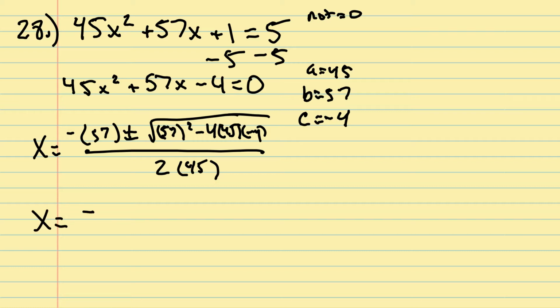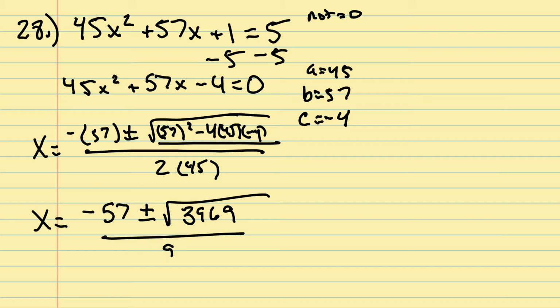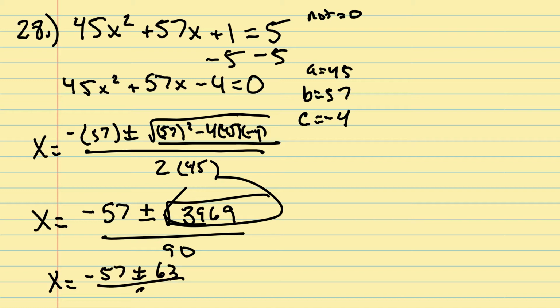So I get X equals negative 57 plus or minus the square root. When I plug all that in, I get 3,969 all over 90. What I find out is that's a perfect square. So I get X equals negative 57 plus or minus 63 all over 90. When I break that down, I get X equals negative 1 1/3 when I do negative 57 minus 63 over 90. I get X equals 1/15 when I do negative 57 plus 63 over 90. And those are my two answers.